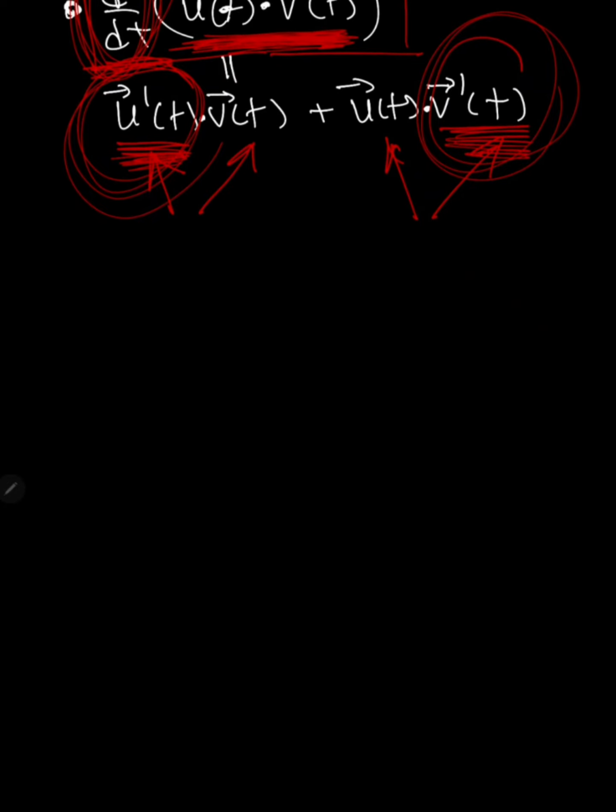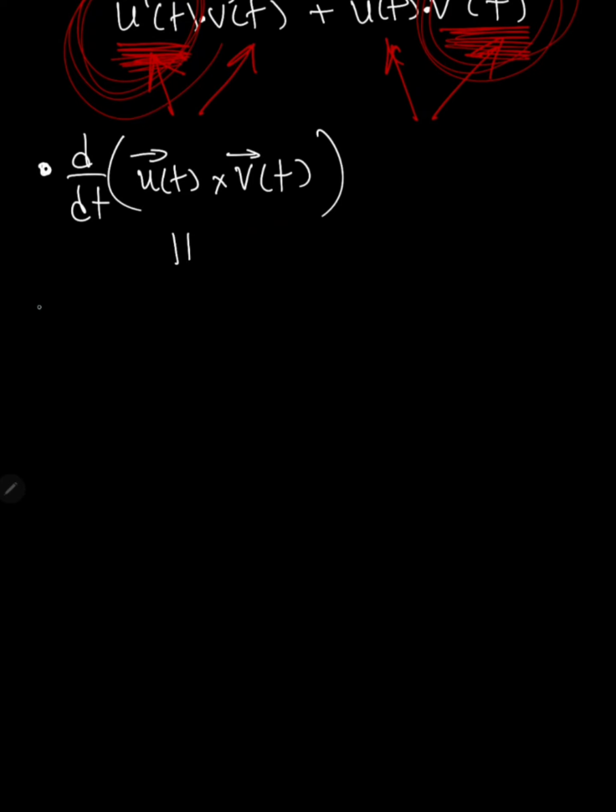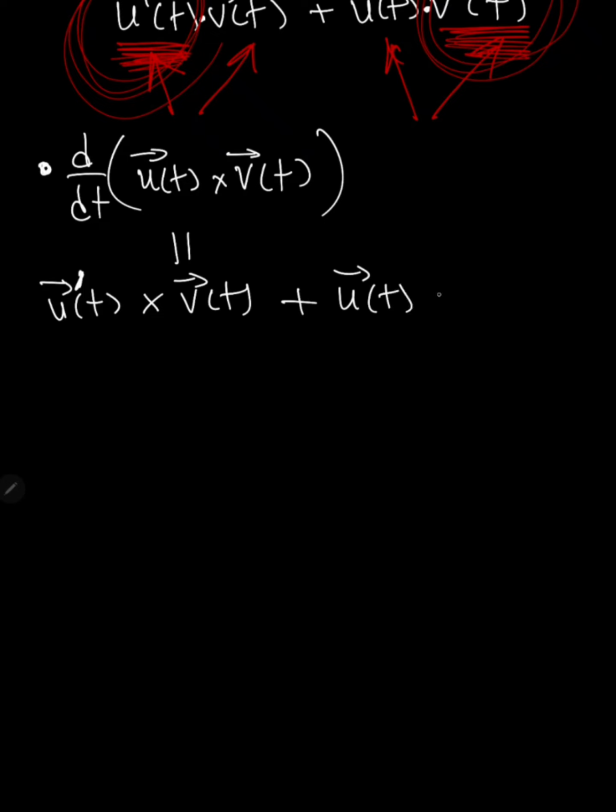All right. That just makes the equation a little bit more interesting than it might appear. And we have another type of product. We have the cross product. And does that work out? Yes. So this is u of t, u prime of t, cross v of t, plus u of t cross v prime of t, right?